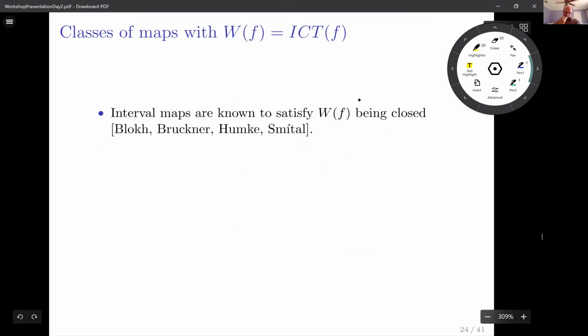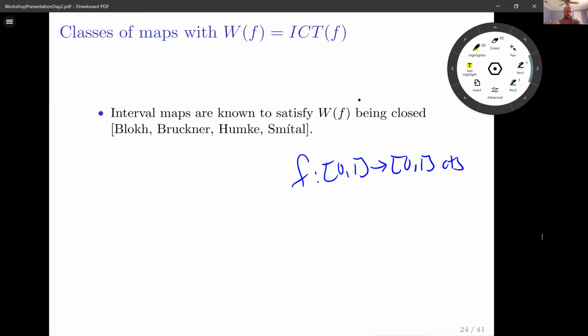It's a well-known fact that if you have a map from the interval to itself, the collection of omega limit sets is closed in 2 to the X. This is a very intricate result of Bloch, Bruckner, Humke, and Smital. So any map on the interval, if f from [0,1] to [0,1] is continuous, then the collection of omega limit sets of that map is closed.